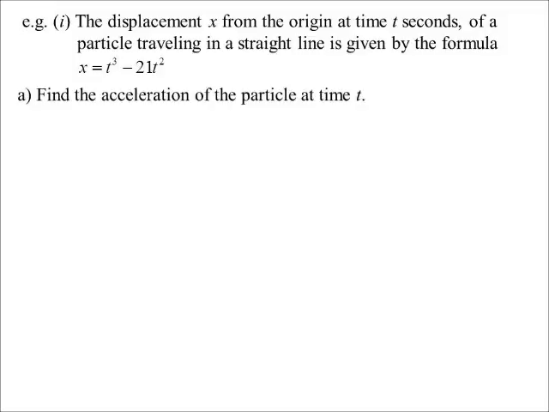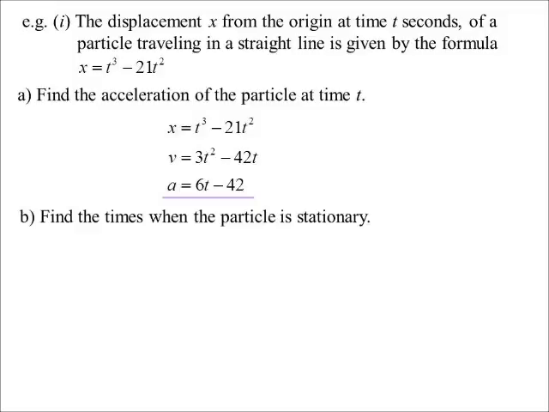Find the acceleration. So what's the formula for acceleration? So really it's just saying differentiate twice. And there we go. So velocity 3t squared minus 42t, acceleration 6t minus 42.